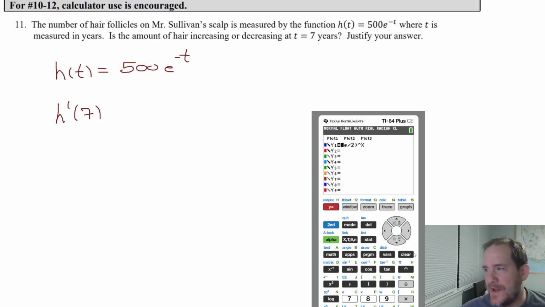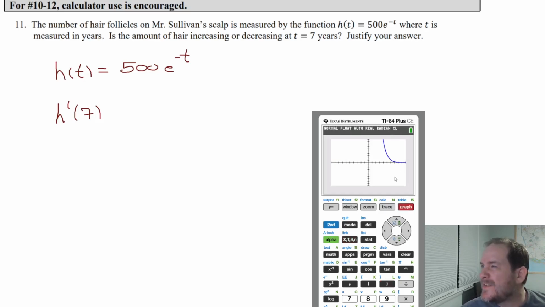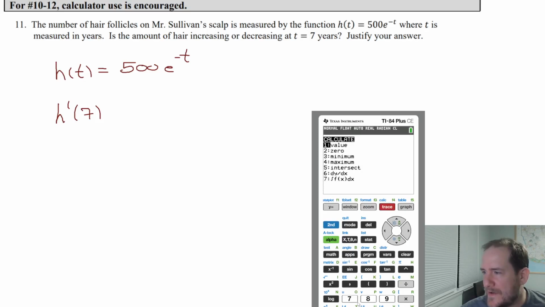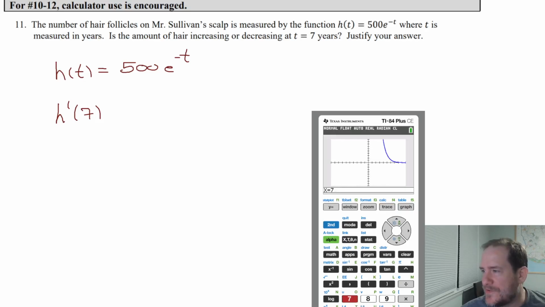You'll still go to y equals and enter the function that was given, which is 500 times e to the negative t, which is really negative x. You can press graph, and this is standard window, zoom 6, 10 by 10 by 10, that's fine. So 7 is in this window. We could go second calc, value, choose 7, and we can pretty clearly see we are on a part of the graph that's decreasing. So it's certainly clear that the answer here is that we're decreasing at 7 because this graph is decreasing, but we're supposed to answer based on the derivative.